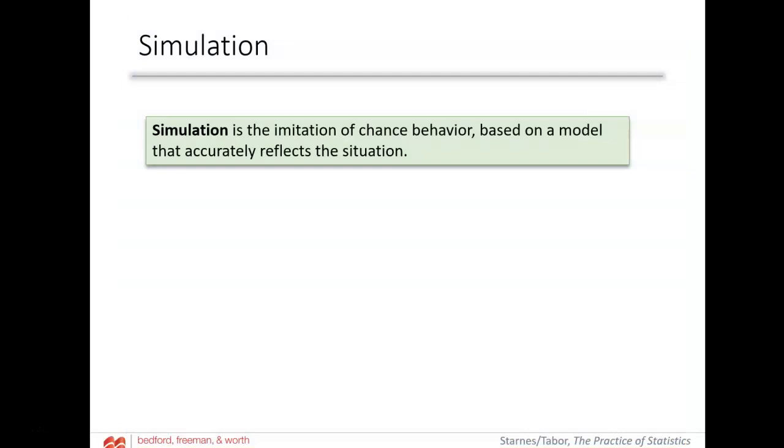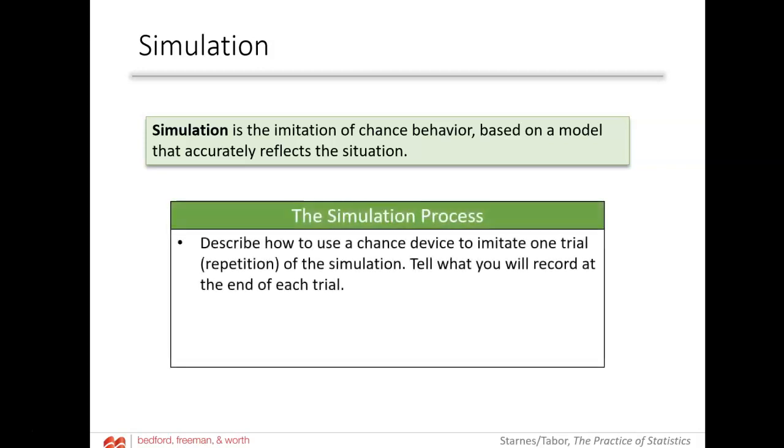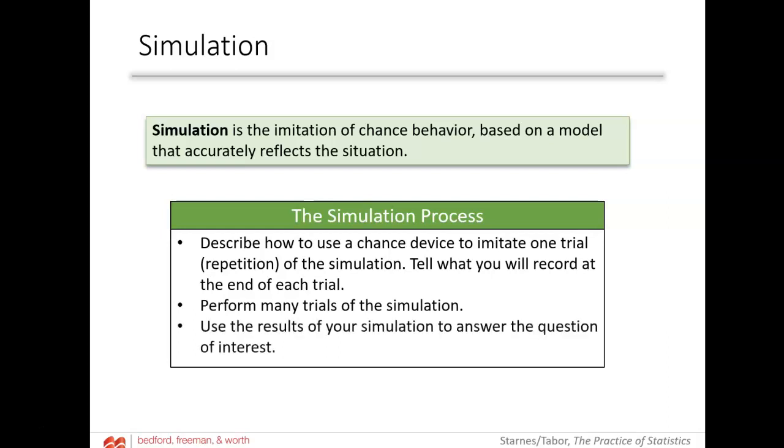So I'm moving on to day 2 of this lesson, where we're going to talk about simulation. Simulation is the imitation of chance behavior based on a model that accurately reflects the situation. So the process for a simulation is you describe how to use the chance device to imitate one trial of the simulation, and then you tell what you will record at the end of each trial. You perform many trials. Obviously, you're going to record the data, and then you use the results of your simulation to answer the question of interest.